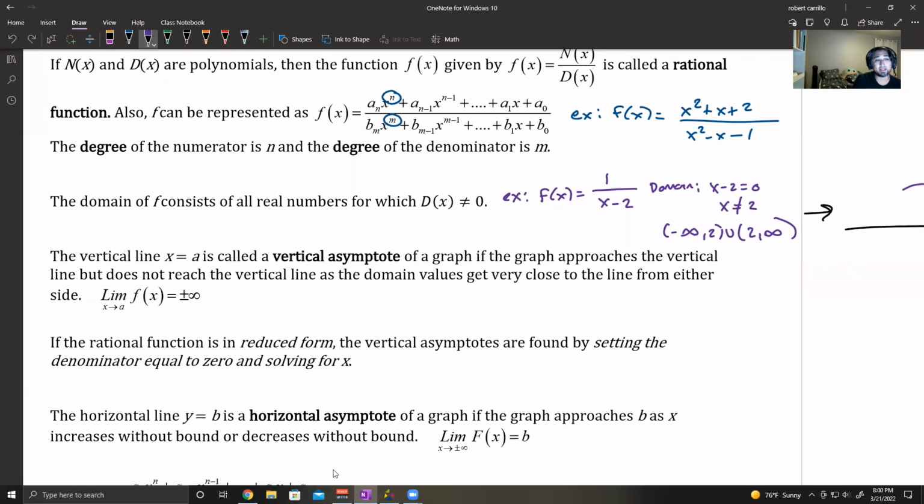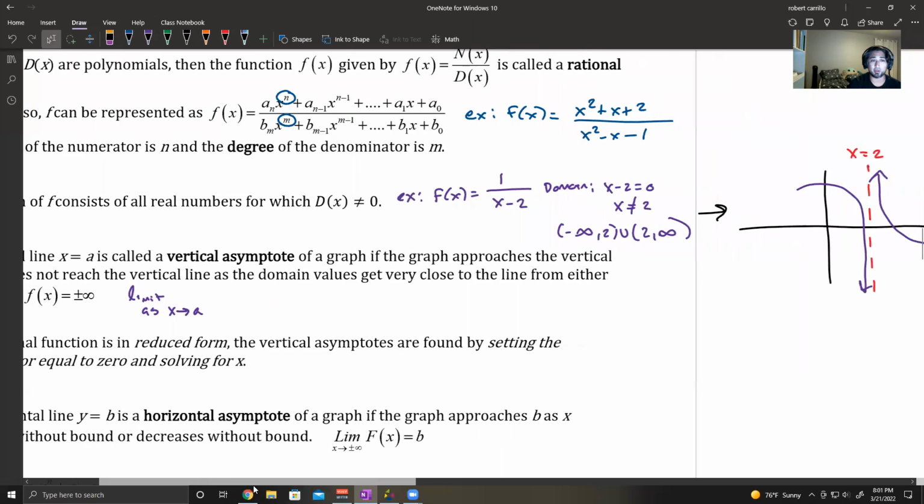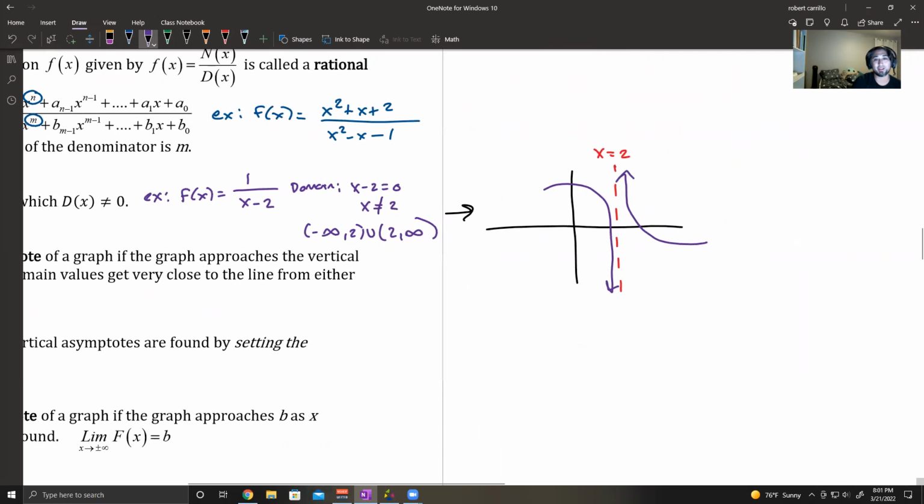So the way you read this, it says the limit as x approaches a of f of x will equal positive infinity or negative infinity. The limit as x approaches a will equal positive or negative infinity. Okay. So if we put that into writing over here, don't worry, guys, you have no calculus to do in this class, but I'm just showing you a small preview of it. I could say the limit as x approaches 2 of f of x will equal positive or negative infinity, because we see one tail goes to infinity, one tail goes to negative infinity.